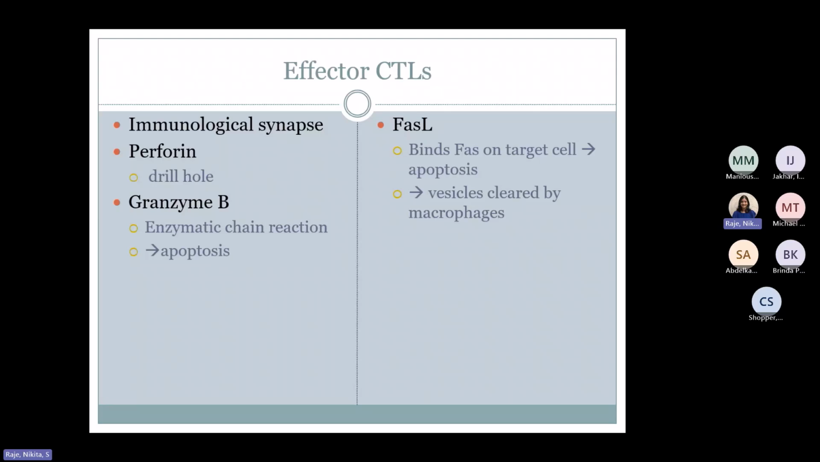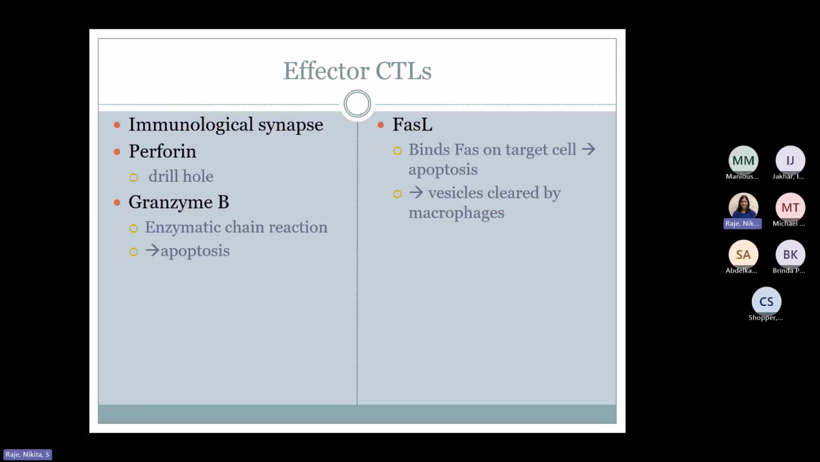However, there is another method of how the CTLs can perform their cytotoxicity. They have something called Fas ligand on their surface. When there is a damaged target cell, it can express Fas on its surface, and the Fas can bind to the Fas ligand on the CTL, and that leads to a chain reaction that leads to apoptosis of the target cell. The vesicles are then cleared by the macrophages. So that's how the effector CTLs work.